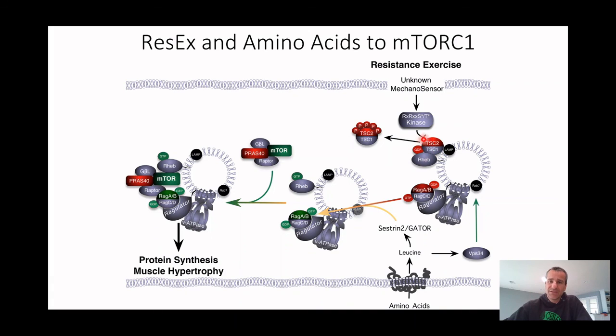You need to get rid of TSC2 and turn on Reb, or GTP load Reb, and you need to have the leucine to get rid of Sestrin and allow us to block GATOR1 in order to GTP load the RAG proteins. So basically what I'm telling you is all of our ability to grow our muscles after resistance exercise and eating protein is down to a small number of small GTPases that are localized in such a way as to activate mTOR.